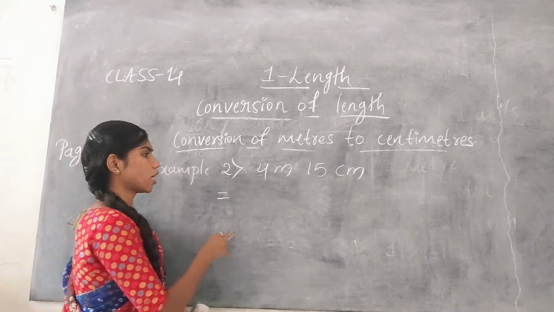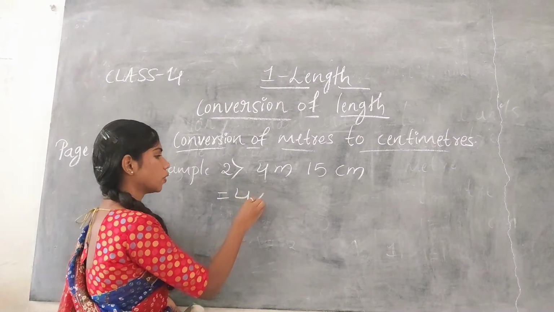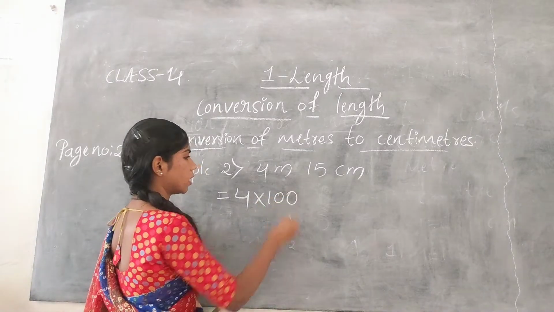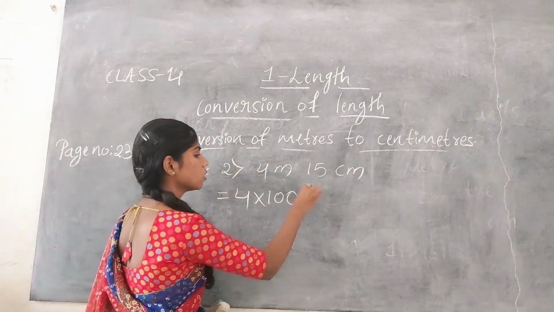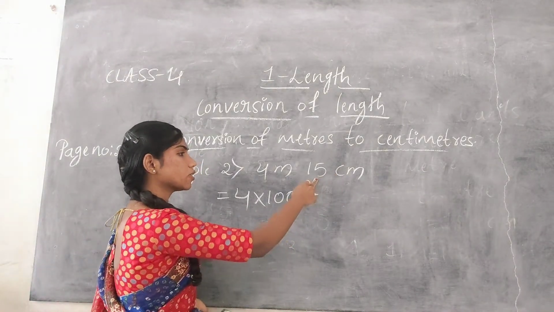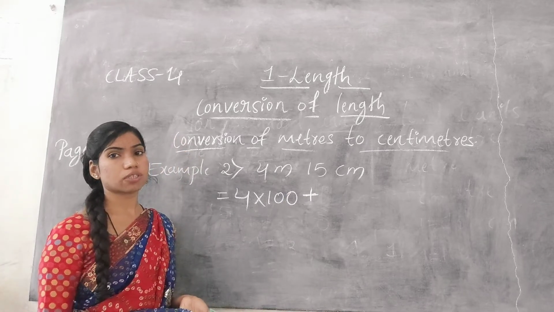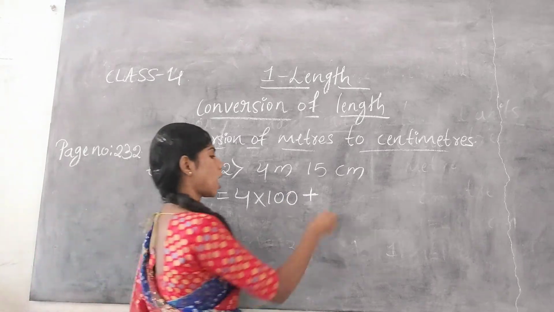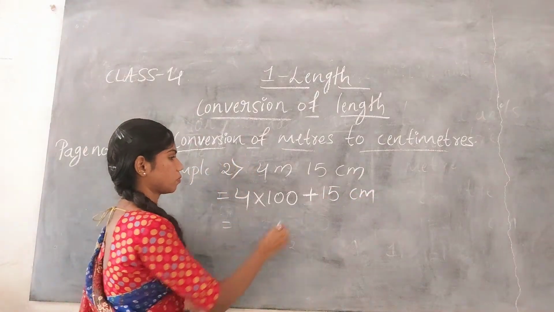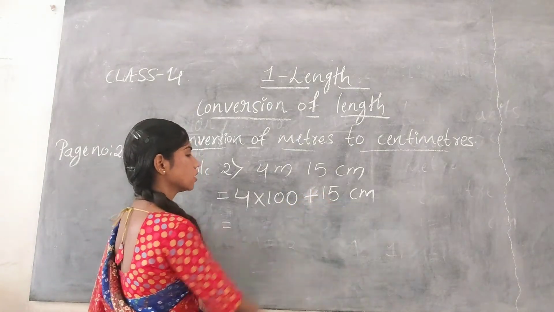So we can write it as 4 meter. Multiply the 4 by 100. 4 into 100, then put the addition sign, 15 centimeter. 15 is already in centimeter, so no need to convert that. Write 15 centimeter as it is. So 4 into 100 plus 15 centimeter.